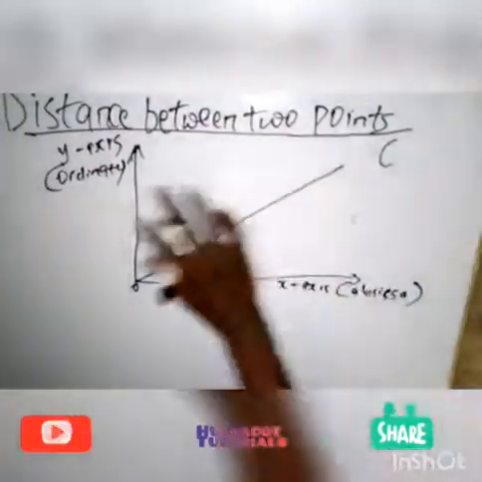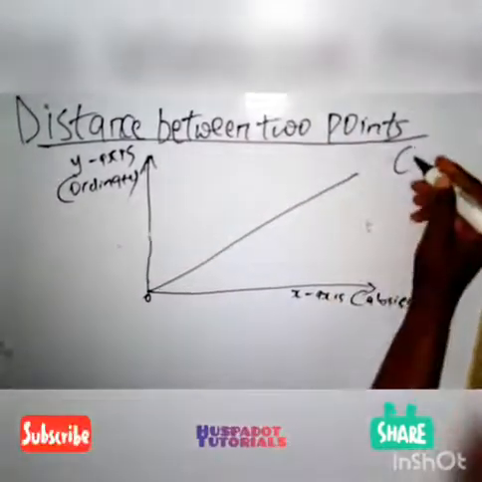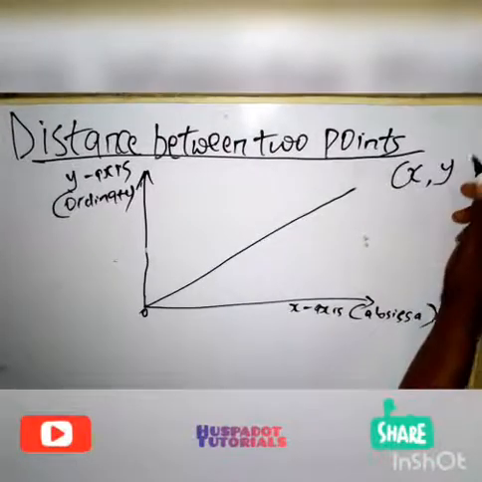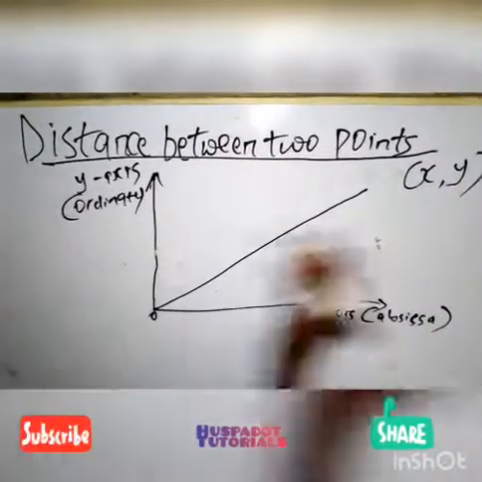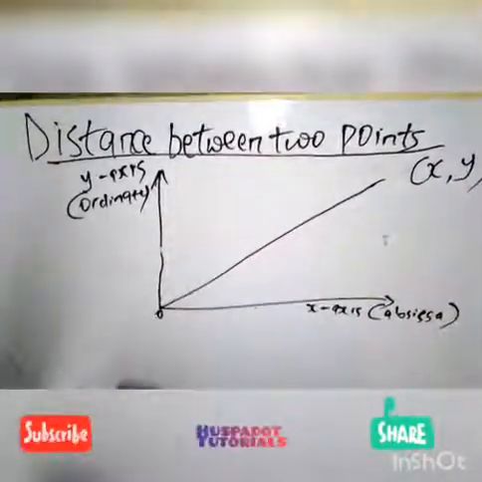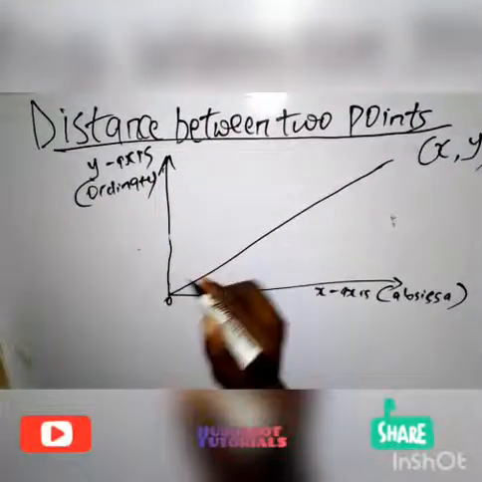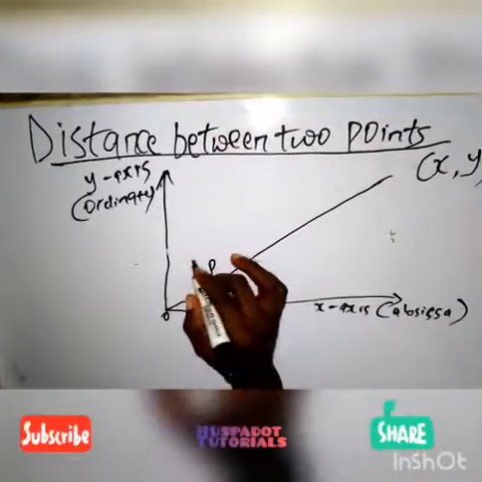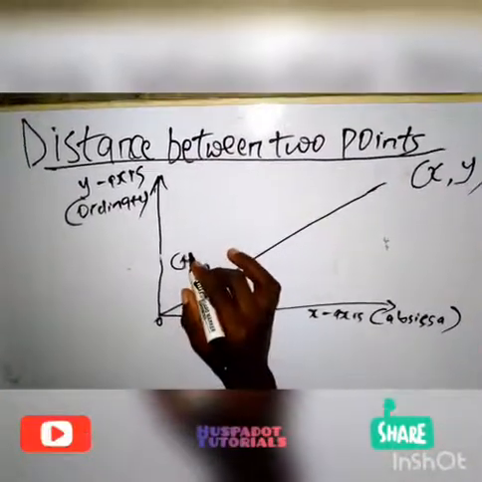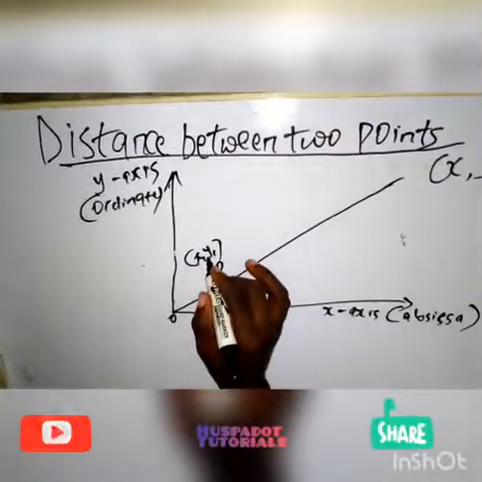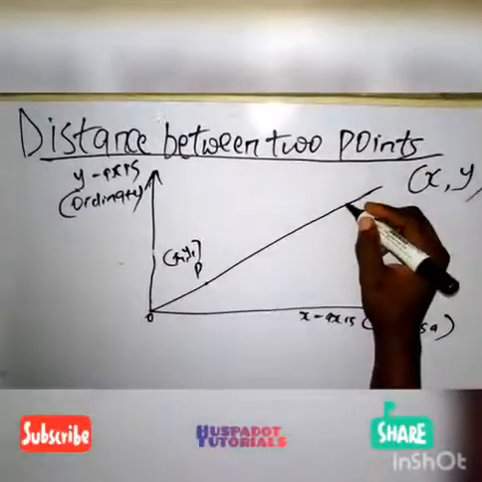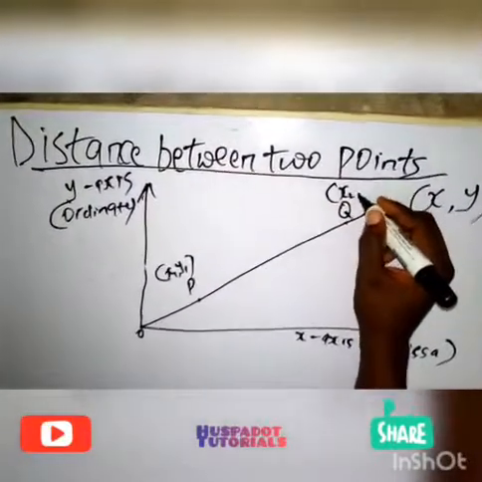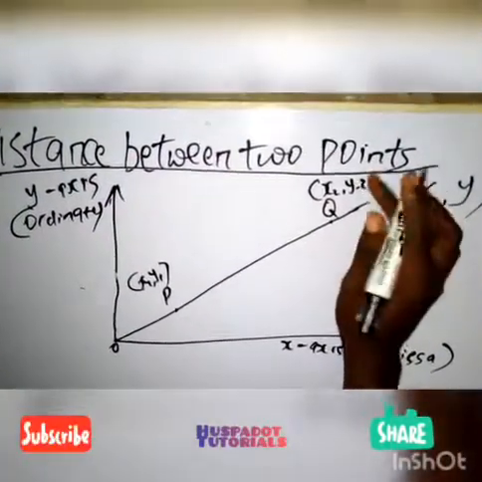Let's say for instance you want to name a point on a plane with the x-axis coming first like this, then comma the distance from the y-axis like this. So back to our topic, distance between 2 points. Let's say this is our point P with the coordinates x1, y1, then our point Q, coordinates x2, y2.